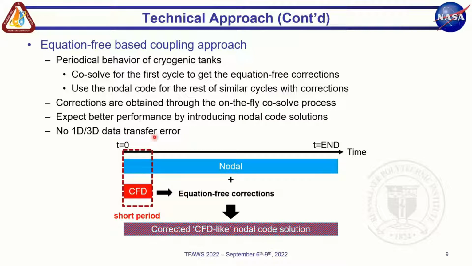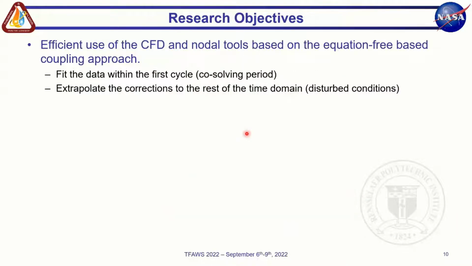The best advantage of this kind of coupling method, compared to domain decomposition, whether in the spatial or time domain, is that there is no 1D-3D data transfer error. And compared to the original equation-free modeling approach, because we do have a macroscopic simulator as the baseline of our results, we can expect better performance by introducing these nodal code solutions. And our objective is to efficiently use the CFD and nodal code tools based on the equation-free based coupling approach.